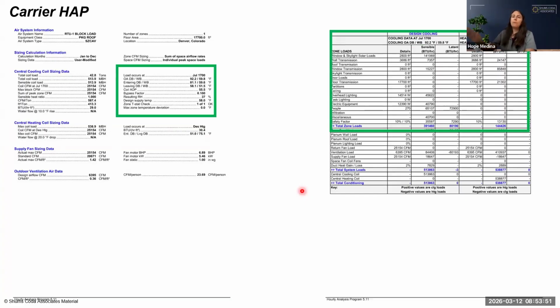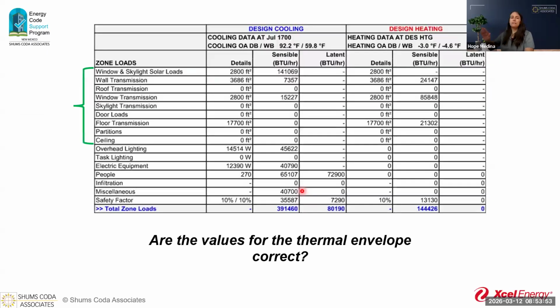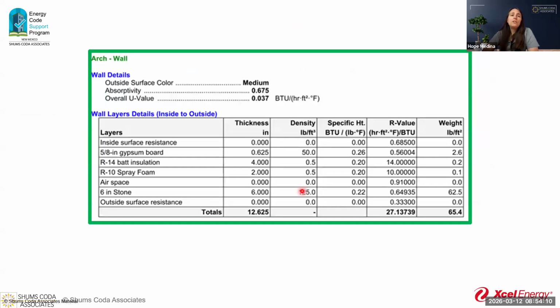Now, if we come back and look at this system as a whole, this again is dealing with the thermal envelope. And I don't know what 141,069 BTUs for my window and skylight loads look like. But what I do have is an example demonstrating what values were actually put into the software. So you'll notice here's a wall detail.